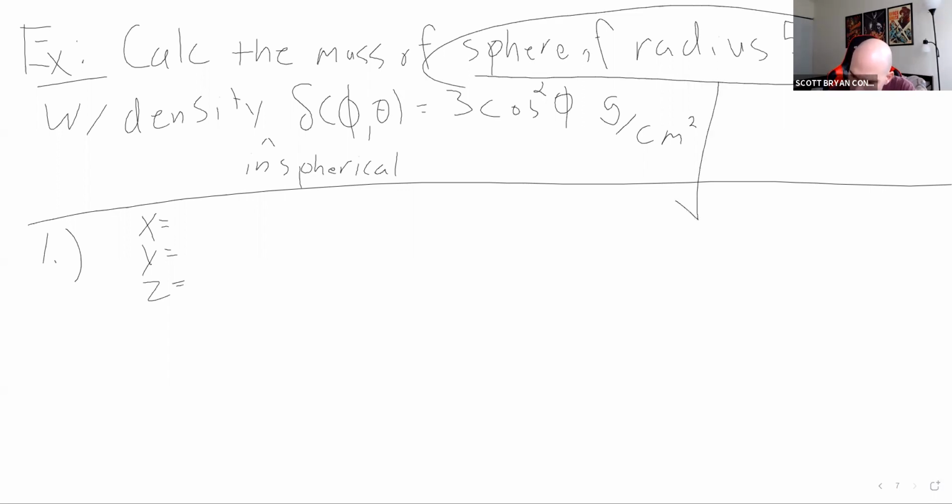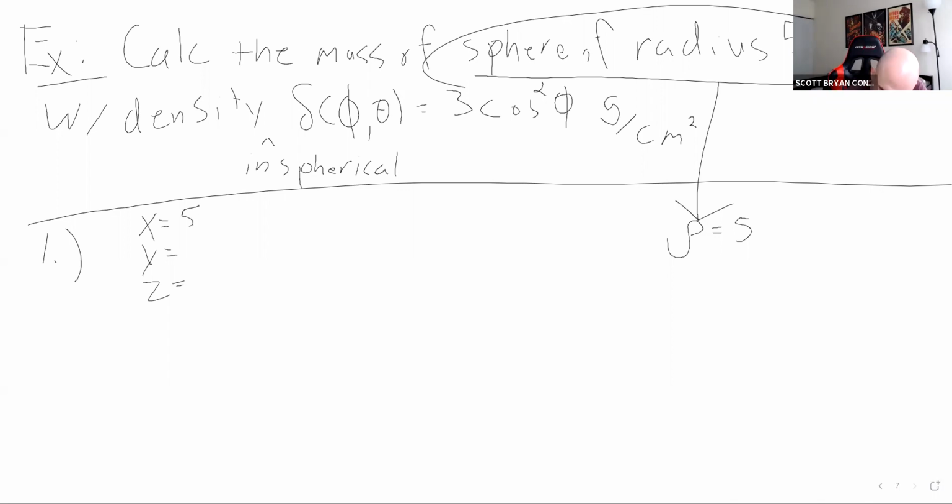So in spherical, the sphere centered at the origin of radius 5 means rho equals 5. Right, that's the set of all points distance 5 from the origin. And so we're going to use that and replace rho with 5 for our parameterization.